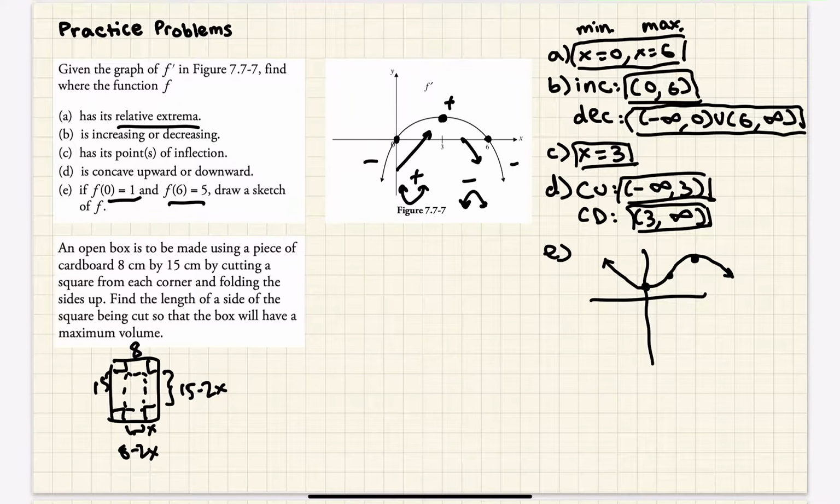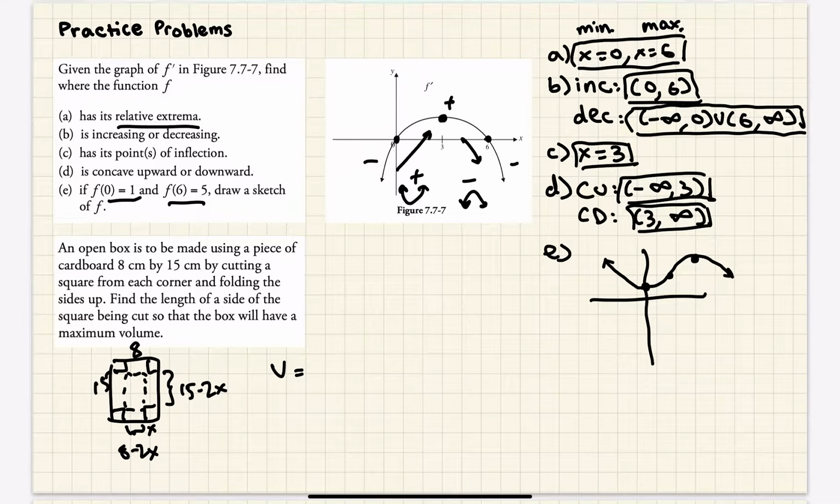And now if you draw dotted lines, you see that the figure enclosed by the dotted lines is going to be the base of the rectangle, and then you fold these sides upwards. That's what it says. You fold the sides up. You want to find the length of a side of the square being cut. That is x. That's exactly what we want, so that the box will have a maximum volume. So you want to write the volume in terms of x, so that you can take the derivative, find when V prime is equal to 0, and then the x value of that is going to be the length of the side that you want.